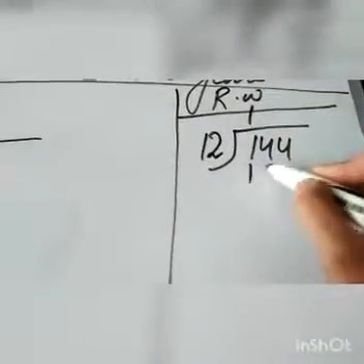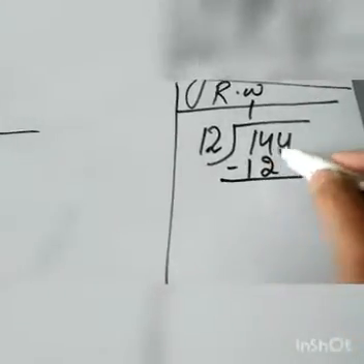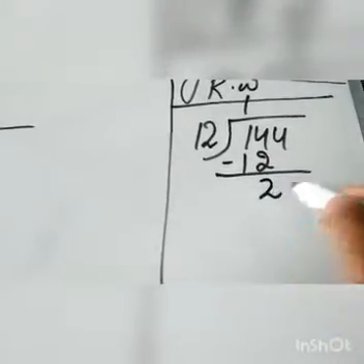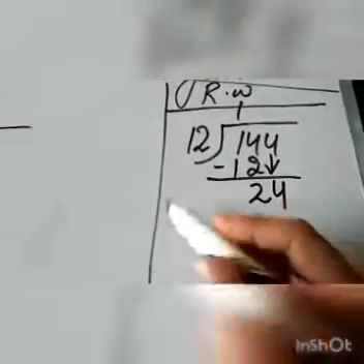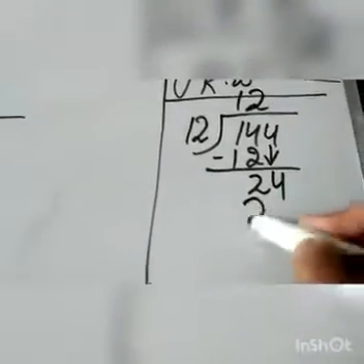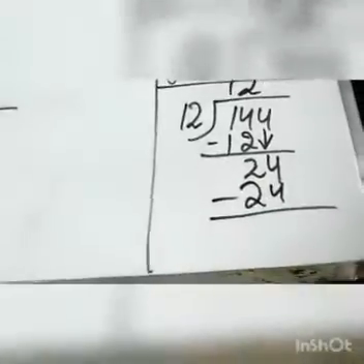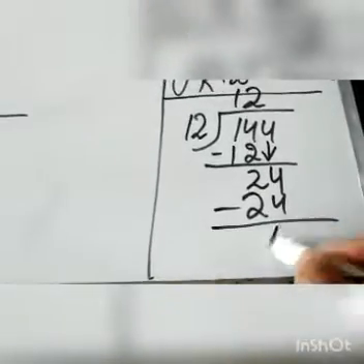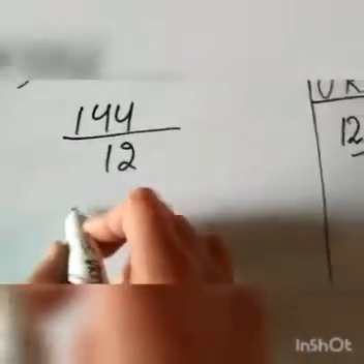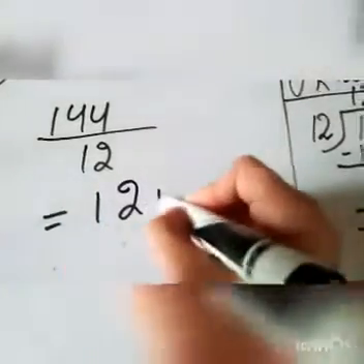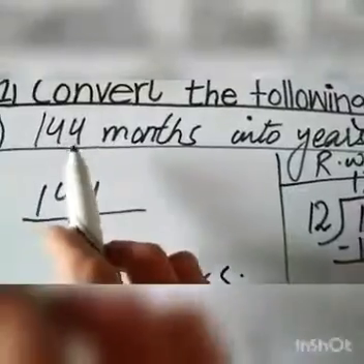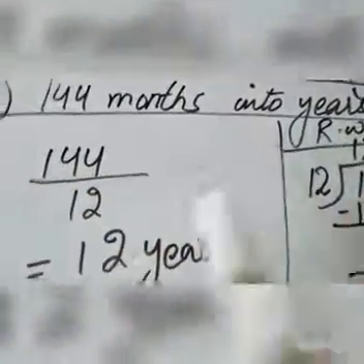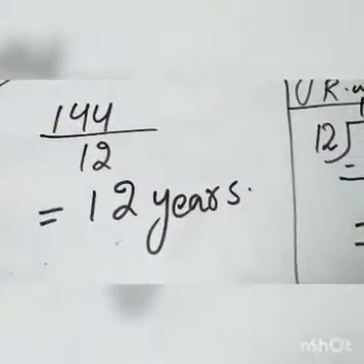12 1 times is equal to 12. Now subtract 12 from 14, that is equal to 2. Bring down 4 to make 24. Now 12 2 times is equal to 24. Subtract 24 from 24, that is equal to 0. The answer is 12 years. 144 months into years is equal to 12 years.